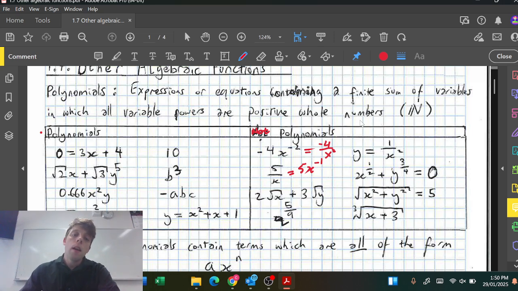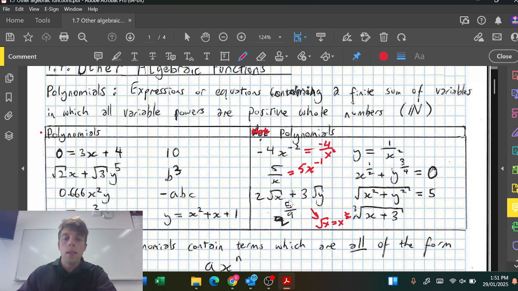And then same with this. Now over here, we can see we've got 2 times the square root of x. Now the square root of x, if you recall, could be written as x to the power of 1/2. So we can see here the power is not a positive whole number. It's in fact a half. So therefore that's not a polynomial.